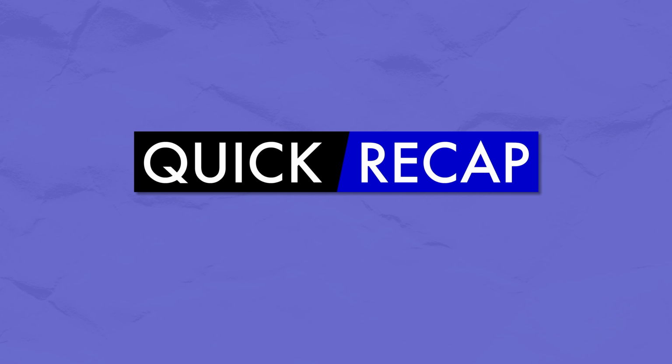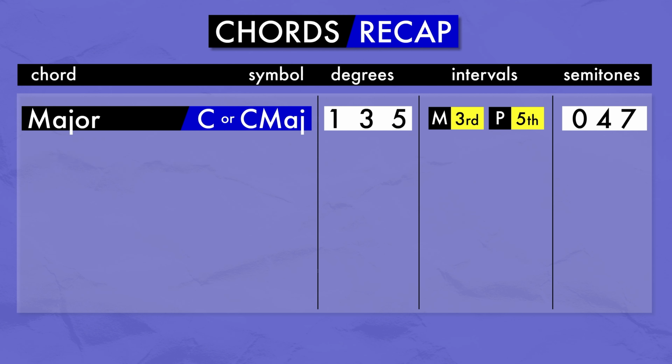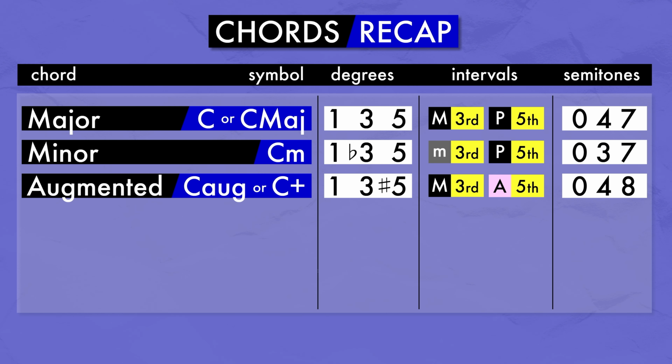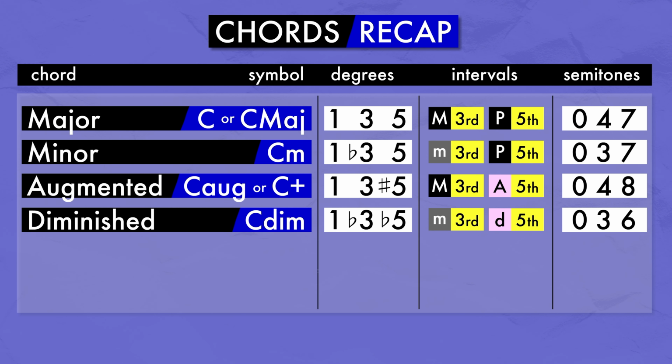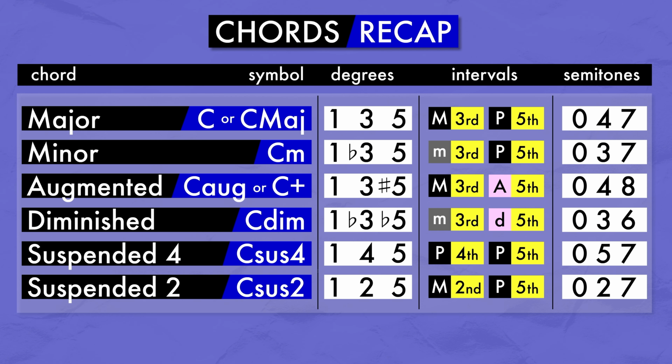So before we dig a little deeper into the different ways that we can play these chords, let's have a little recap. Here are the 6 different chords that we saw today and how they're built. Major chords, minor chords, augmented chords, diminished chords, suspended 4 chords, and suspended 2 chords.